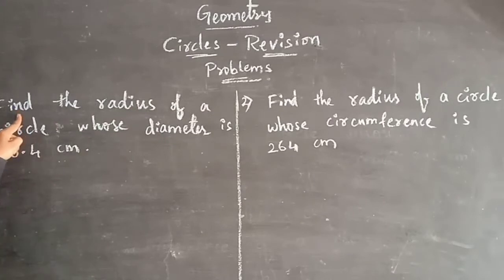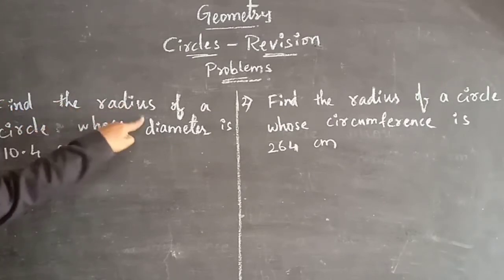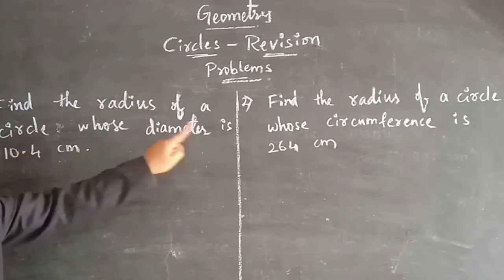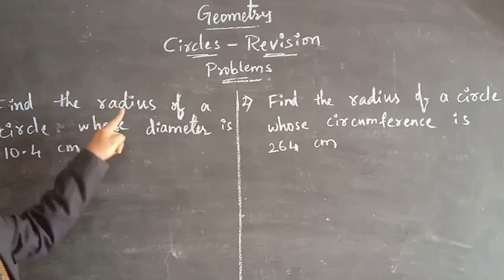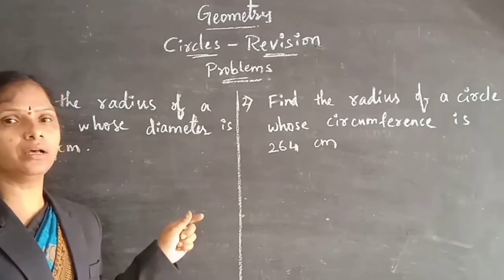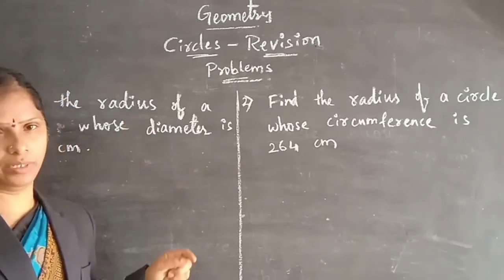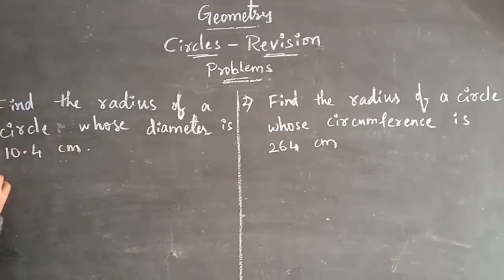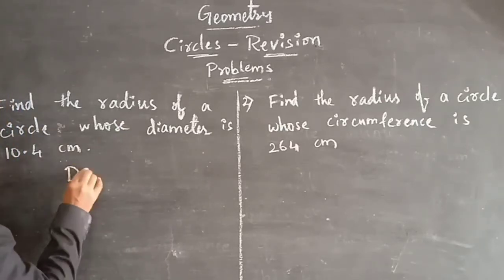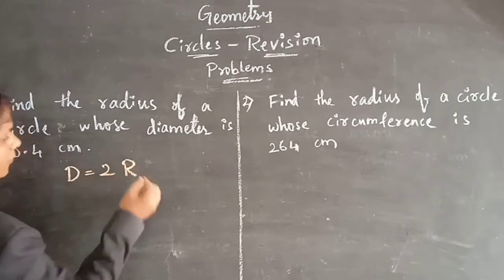First problem, I gave some problems here. Find the radius of a circle whose diameter is 10.4 centimeters. See children, yesterday we learned the relation between the radius and diameter. What is the formula based on the radius and diameter? Here you see, diameter is equal to 2r.